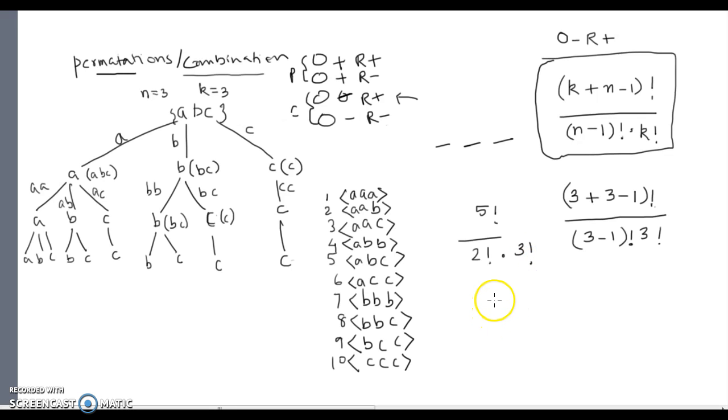And we have seen that that boils down to 5 times 4 times 3 factorial divided by 2 factorial times 3 factorial, and these two cancel out, and 2 factorial is nothing but 2, which is equal to 10, which is what we saw here. We got 10.